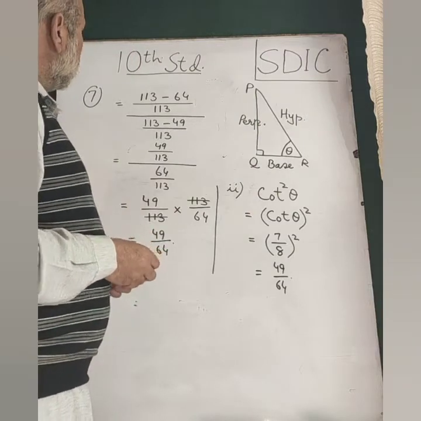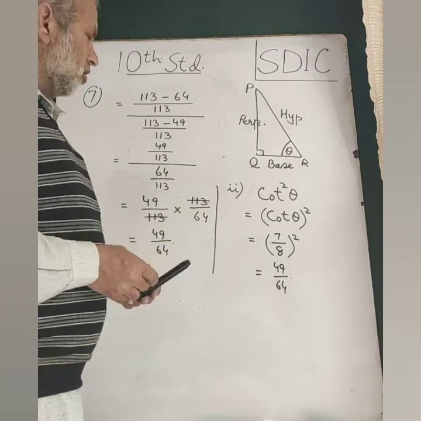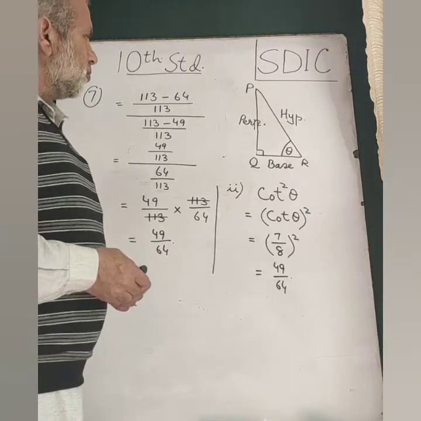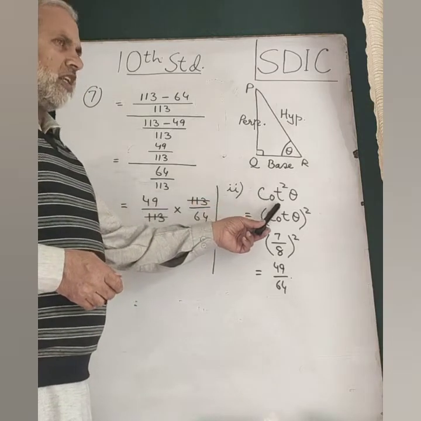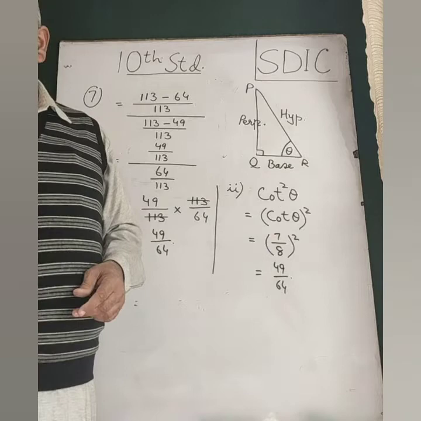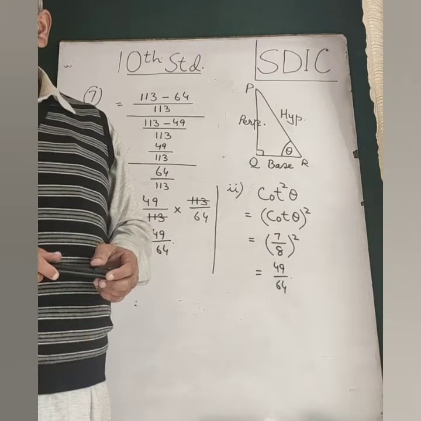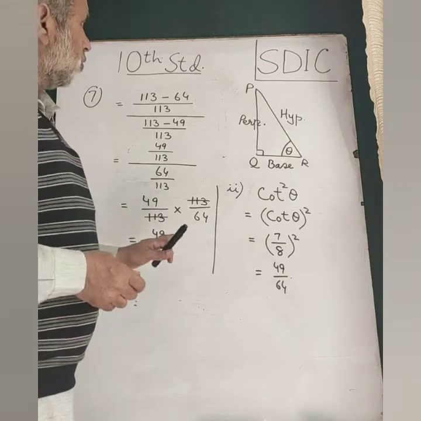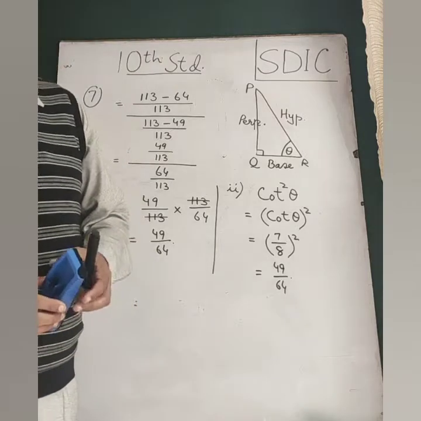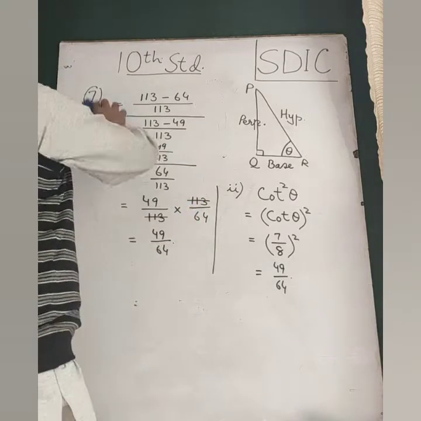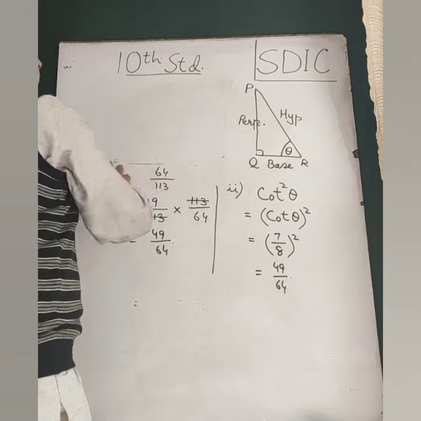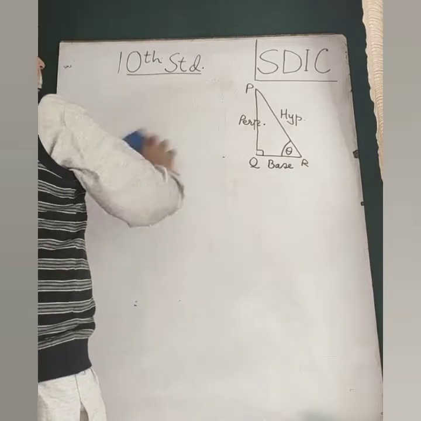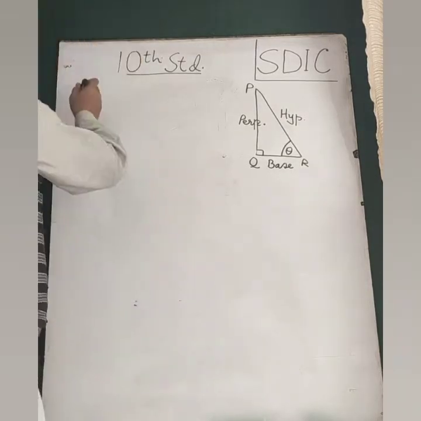Now, if you look at the results of the two parts of this question, both are the same, 49 by 64, which by comparison will mean that this cot square theta is equal to 1 plus sine theta into 1 minus sine theta, whole divided by 1 plus cos theta into 1 minus cos theta. That was the solution of this question. Over to the next question, question number 8.